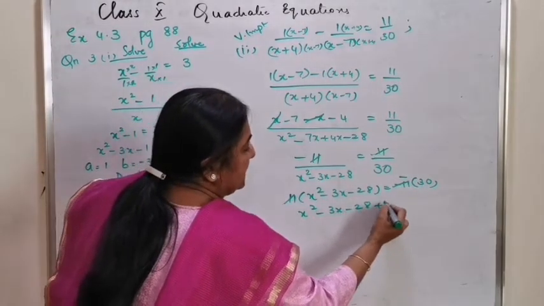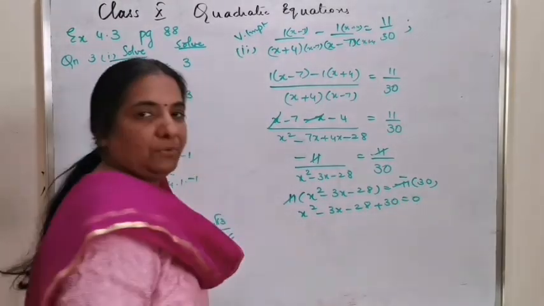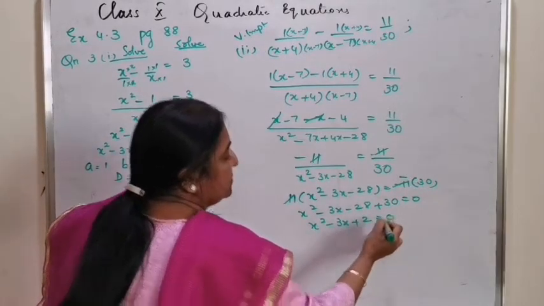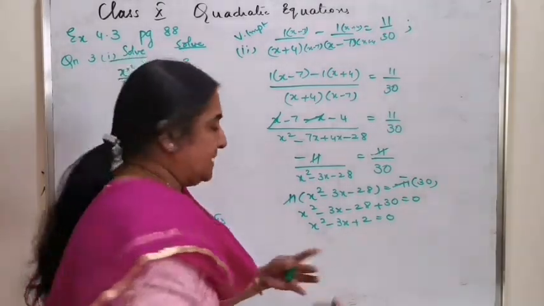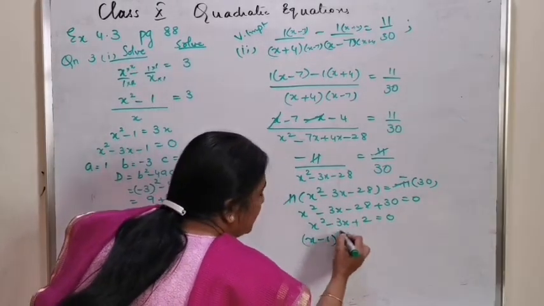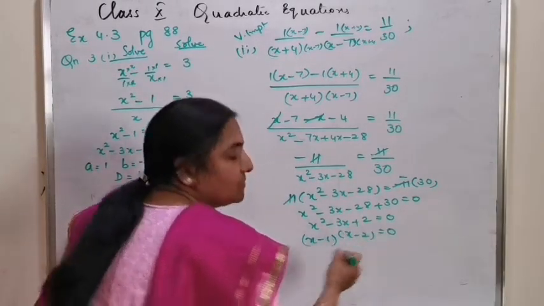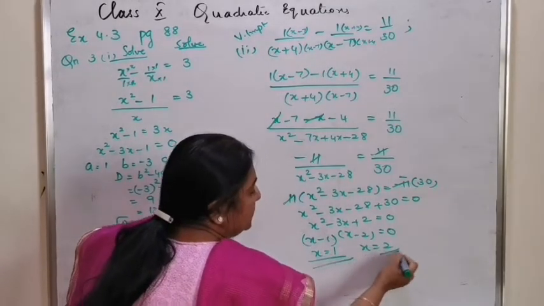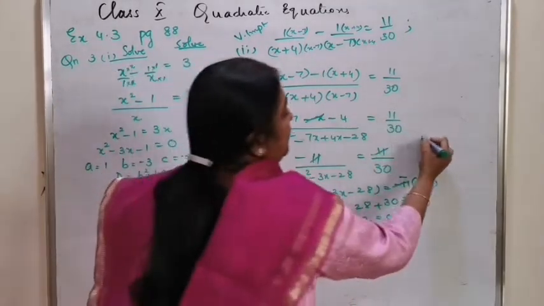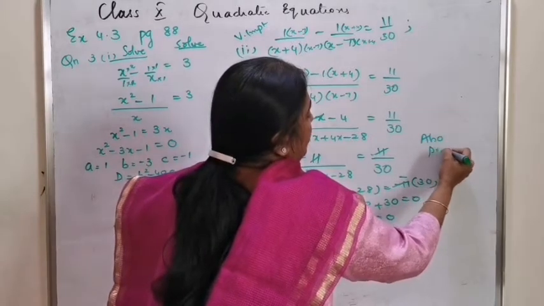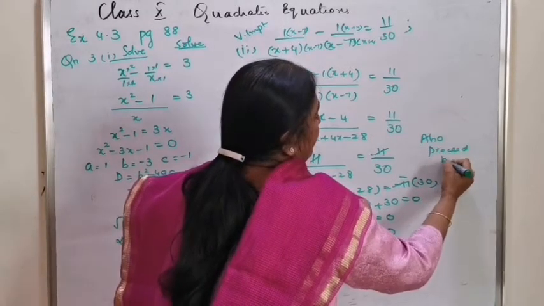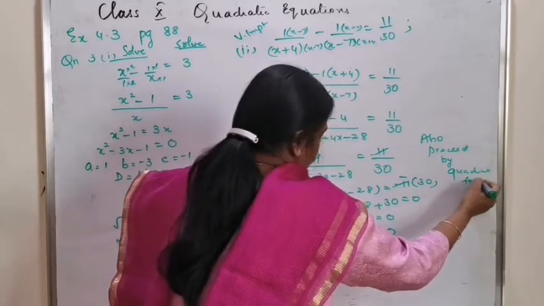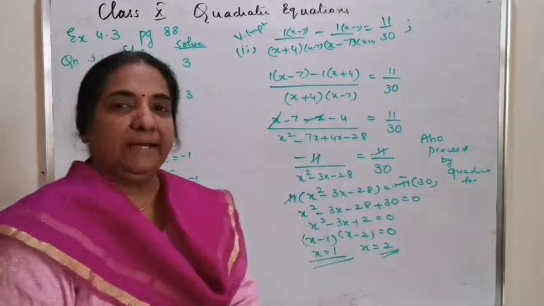Minus 28 plus 30 is equal to 0. X square minus 3x plus 2 equal to 0. Splitting of the middle term is very simple. X minus 1 into x minus 2 is equal to 0, or x equal to 1, x equal to 2. You can also proceed by quadratic formula. Therefore, the two solutions are 1 and 2.